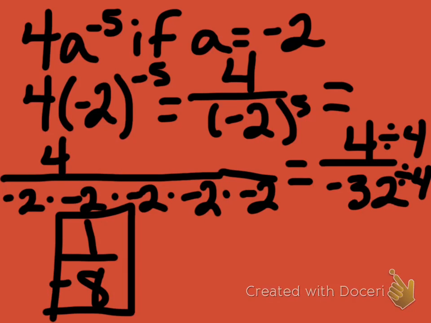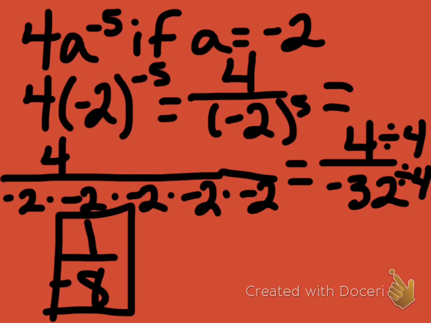Notice how the negative exponent went away, but the negative 2 stays negative, because the negative exponent does not have anything to do with the value of the base itself. Now, if we were writing this out to figure out the value, we would say 4 over negative 2 times itself 5 times, which we would end up getting 4 over negative 32. However, we have to simplify at this point, and both of those numbers are divisible by 4. So we would divide both by 4, and we would end up with 1 over negative 8.